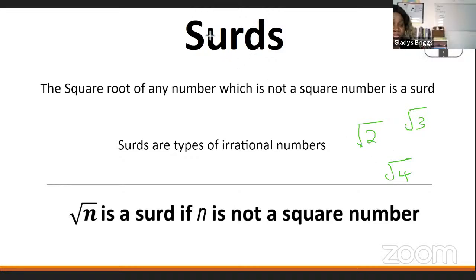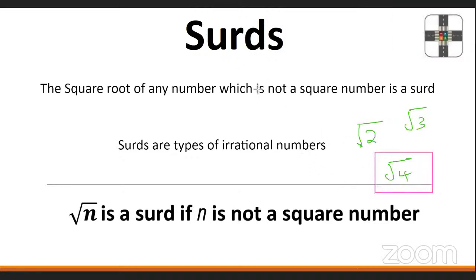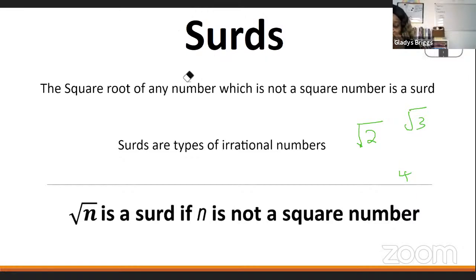Will this one be a surd? No. Why is it not a surd? It will be 2, because 4 is exactly a square number. Because we know the answer for that one. We know that the square root of 4 is 2, so it can't be an irrational number, yeah? It cannot be an irrational number.